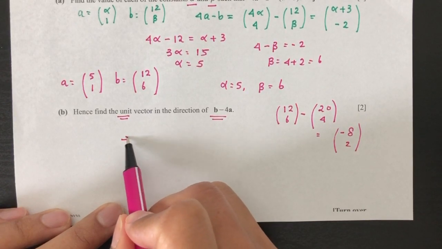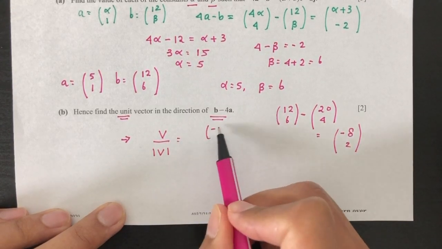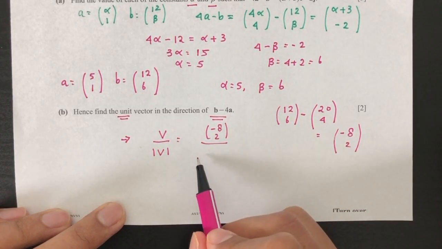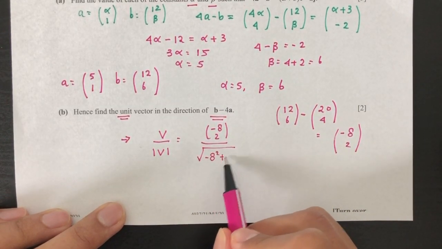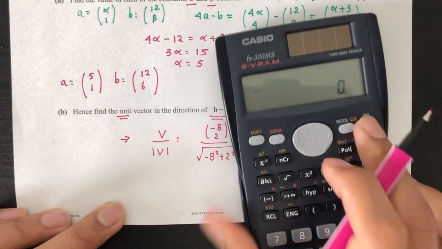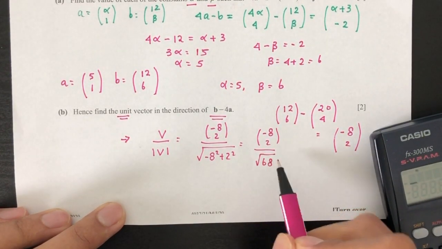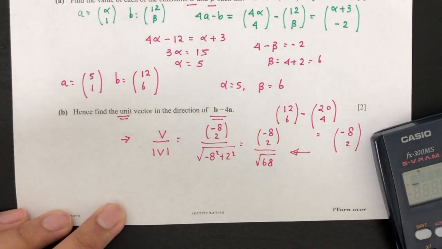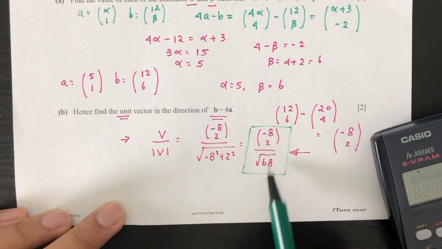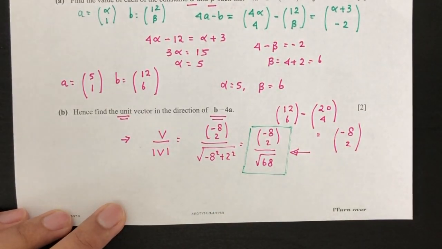You have to find it using the formula, which is the vector divided by its magnitude. That will be minus 8, 2 divided by the magnitude of this vector, which is the square root of minus 8 squared plus 2 squared. 8 squared plus 2 squared is 68, so root of 68. This will be your answer for the unit vector in this direction. You can always simplify if you want to, but you can also leave your answer just like that. And that will be question number 5.